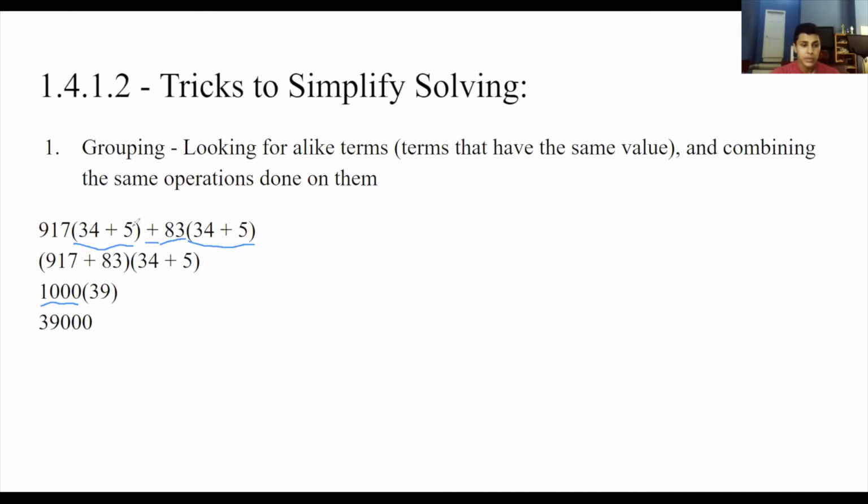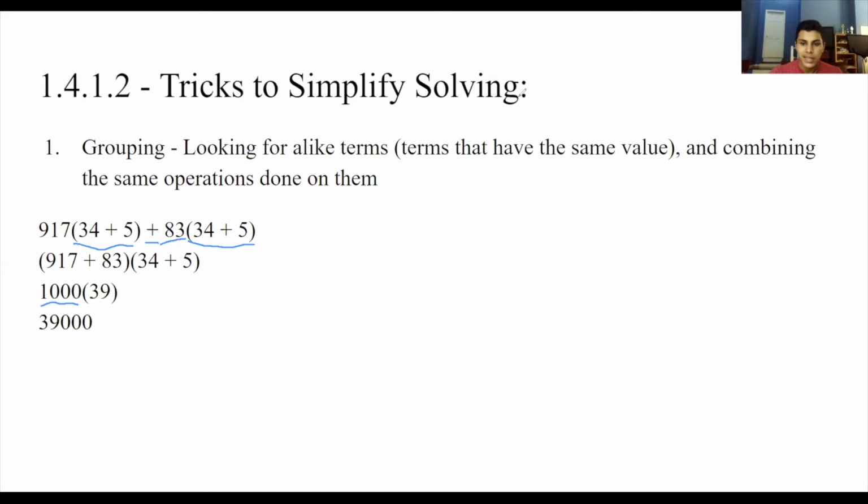So grouping is when you look for alike terms, which was 34 plus 5, and combine the operations done on them. So we have 917 times 34 plus 5 plus 83 times 34 plus 5. So we just do 917 plus 83 times 34 plus 5.